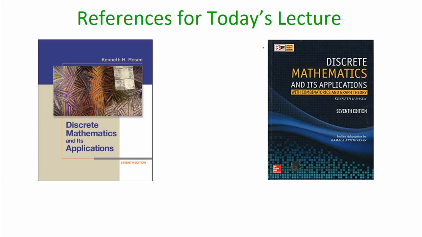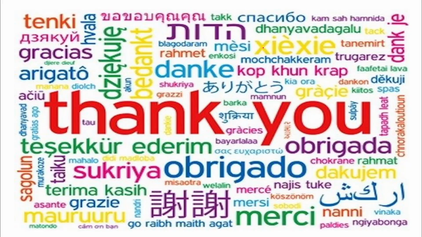So that brings me to the end of today's lecture. These are the references used for today's lecture. Just to summarize, in this lecture, we introduced permutations and combinations. We saw the formula for permutations and combinations, both with repetition and without repetition. And we also discussed combinatorial proofs.